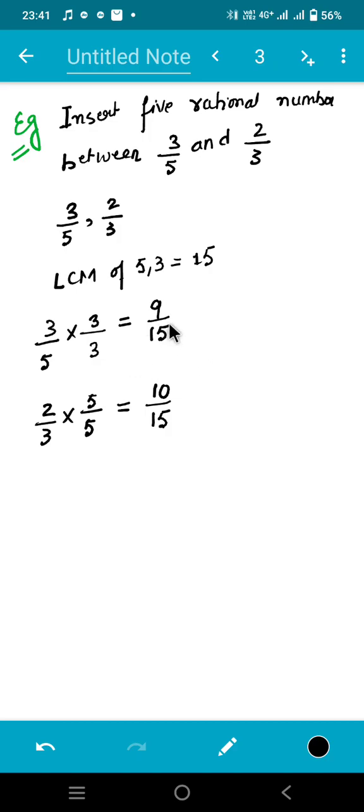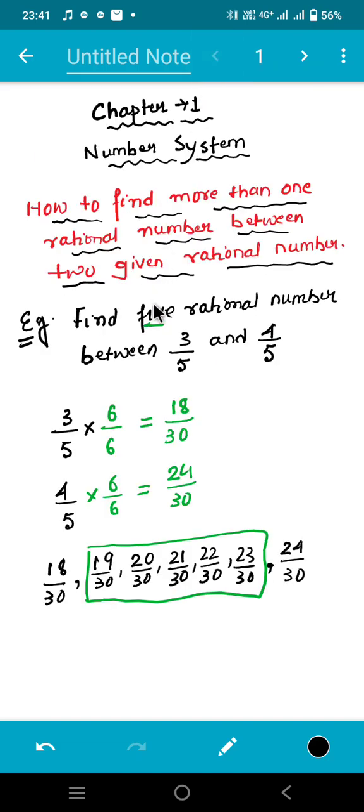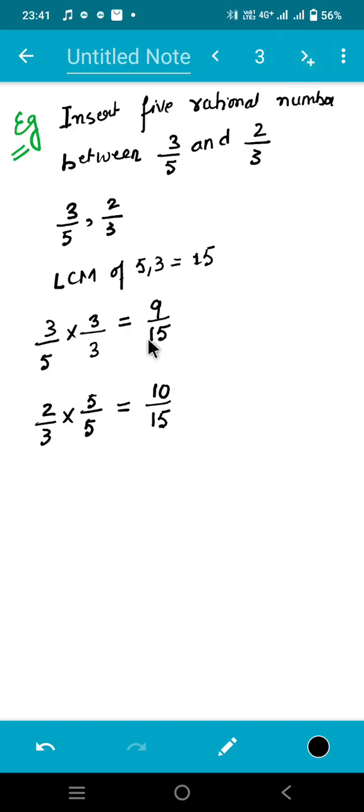Now, you see the denominators are the same. What we did in the previous case, if the denominators are the same, then we multiply again, just by saying how many rational numbers we have to insert. If they have asked for 5, then we'll multiply by 6. If they have asked for 7, then we'll multiply by 8. So the same logic will be used here as well.